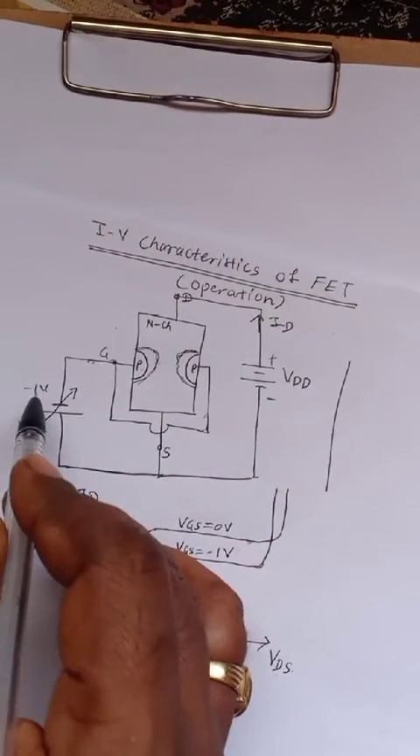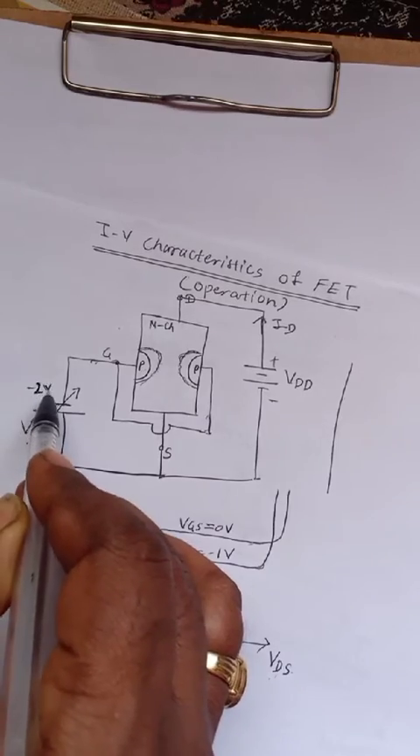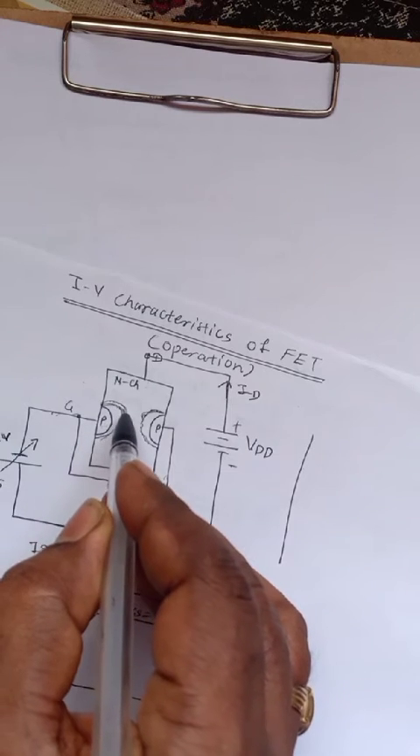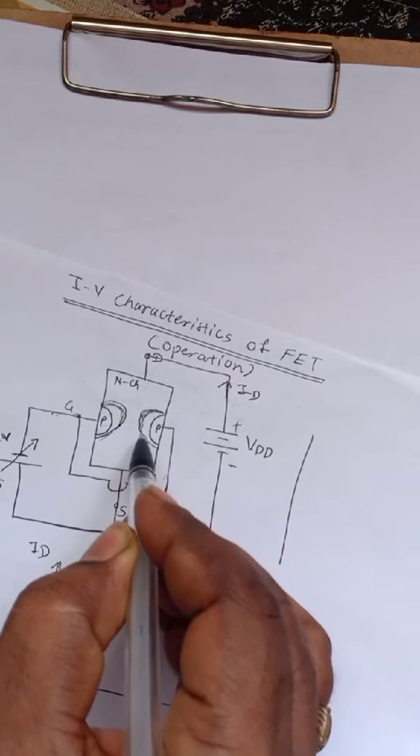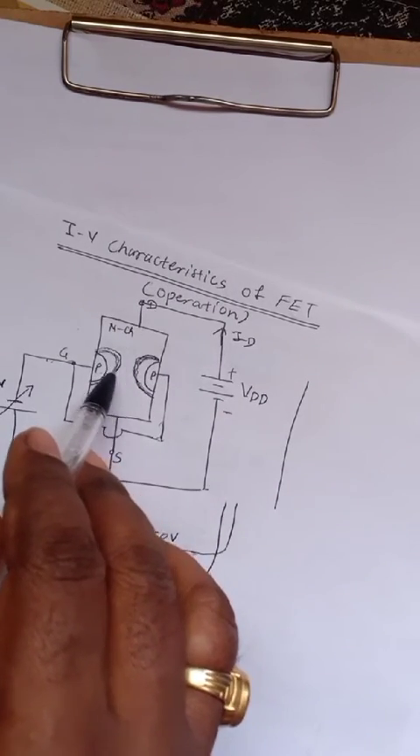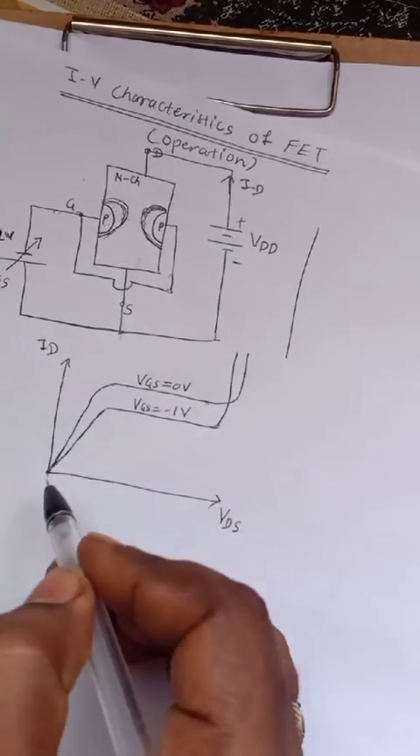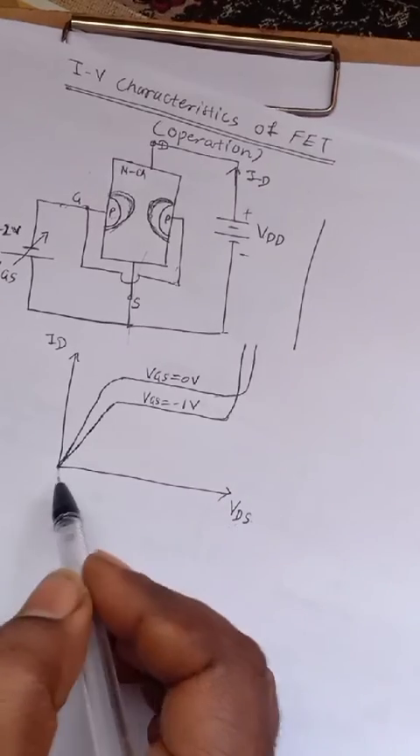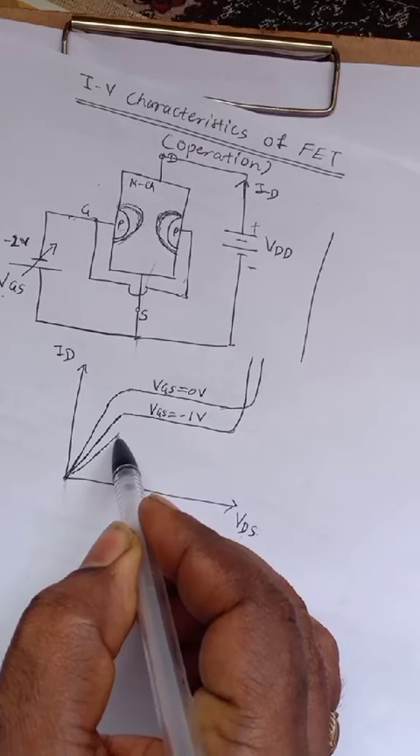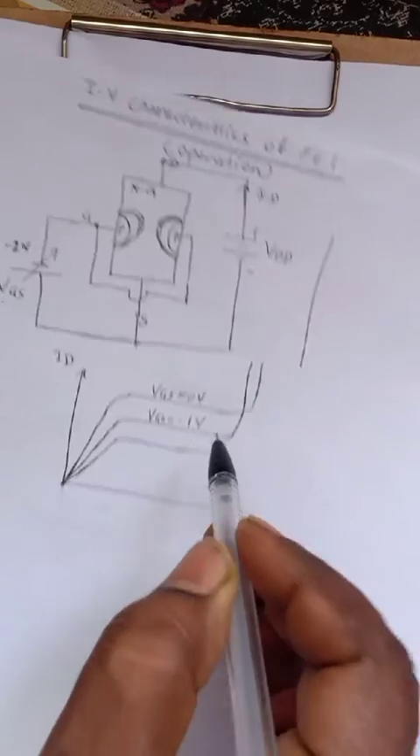Then again if we increase this voltage VGS, suppose -2 volt, then again this depletion layer gets increased and channel width decreases. As channel width decreases, electron flow gets decreased. So as we increase the VDS voltage from 0 to maximum, we observe the variation in the drain current like this. Initially it acts like a resistor, it goes into saturation and goes into breakdown.